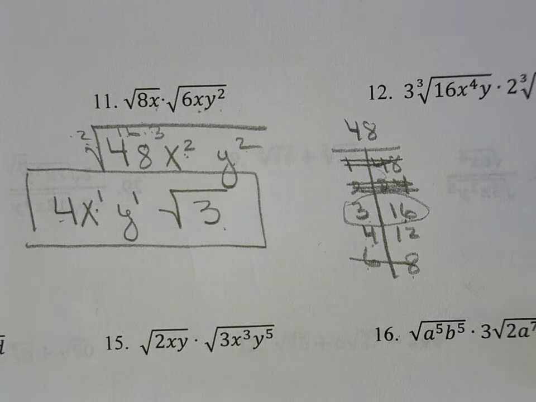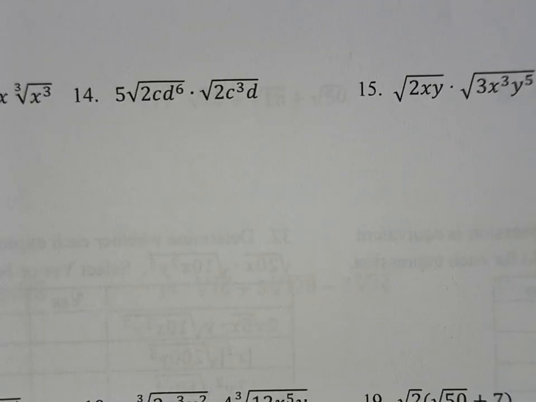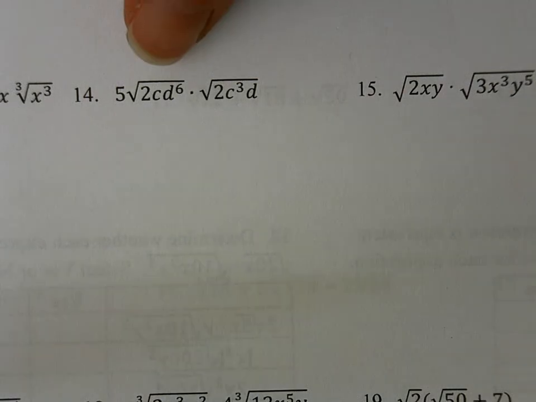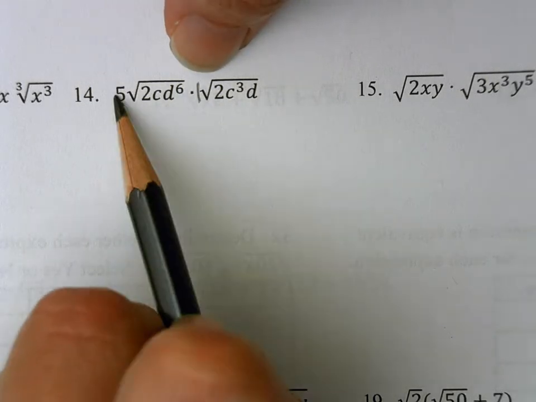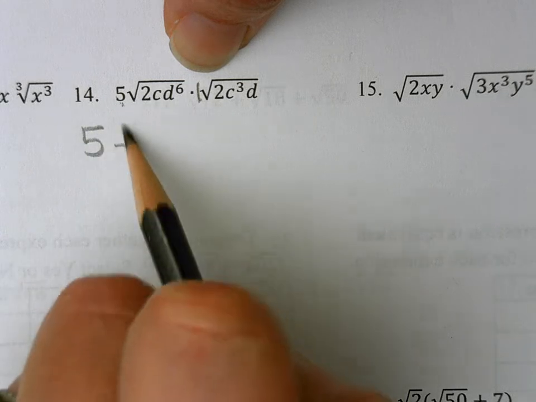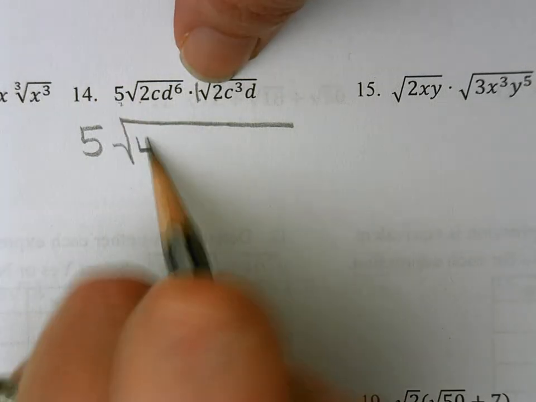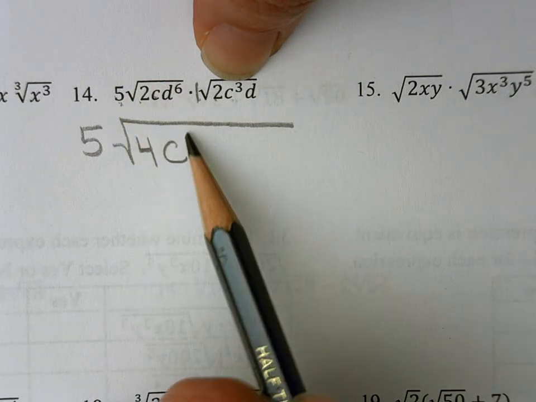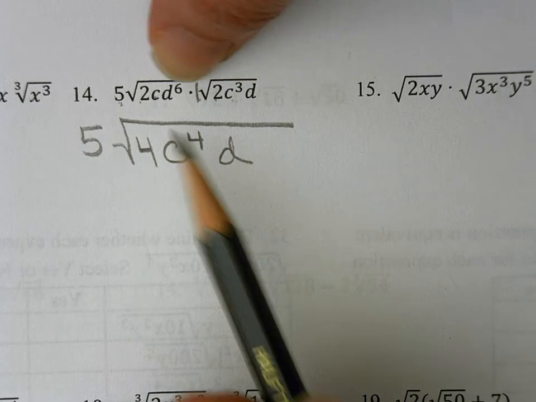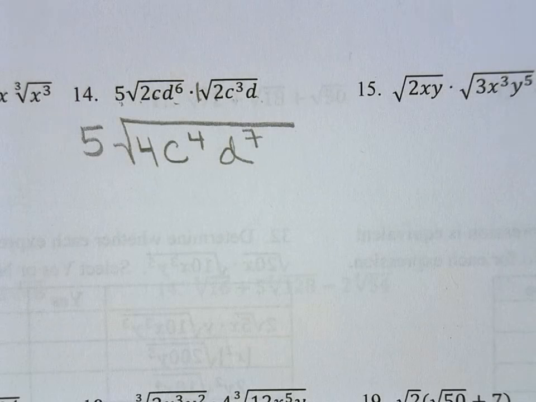And let's take a look at number 14. So again, we're multiplying. So I'm going to multiply everything together first. So the 5, the coefficient, I'm going to multiply to that implied 1. So 5 times 1 is 5. And then multiply all the radicals together. So 2 times 2 is 4. And then I have 1 and 3. So I have 1c here and 3c, so that gives me 4 altogether. For my d's, I have 6 here and 1 here being multiplied, so that would give me 7 altogether being multiplied. Okay.